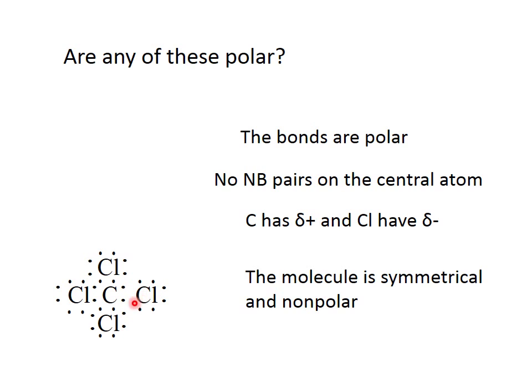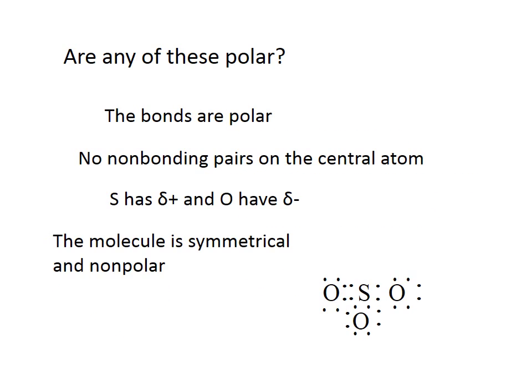So now if I look at this, I want to know, is the entire molecule polar or not? So I look at carbon and I see there are no non-bonding pairs on it. Each pair is in a bond with the chlorine. That is one characteristic that makes it okay to be nonpolar. Then I look at the atoms surrounding the carbon and I see they're all the same. So it has both of the characteristics needed, no non-bonding pair on the central atom, and the atoms on the outside are the same. So the molecule itself is nonpolar.